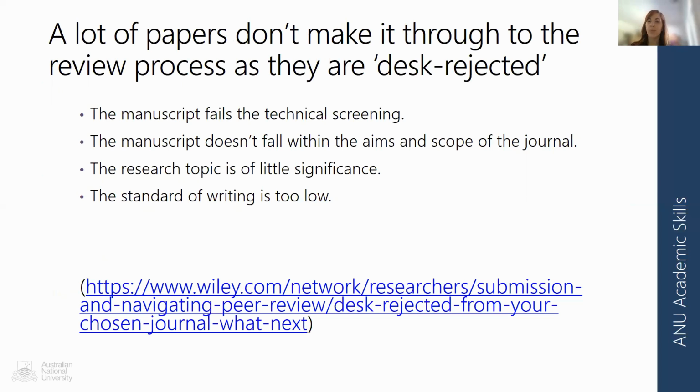Okay, so again, like I'm saying, you could get desk rejected. That's obviously something to avoid. You could fail the technical screening in terms of it's not formatted correctly. You didn't follow the rules that were stated. It's not within the aims and scope of the journal. You didn't make the right assessment there, or they think the topic is not significant. The findings are too minimal. It's already been done before. The standard of writing is too low. So we want to avoid that, of course.